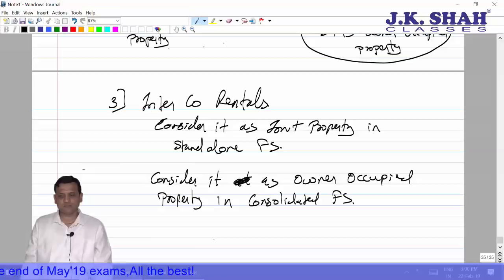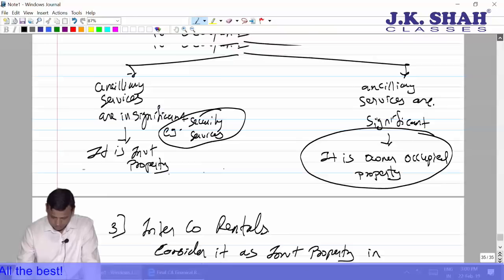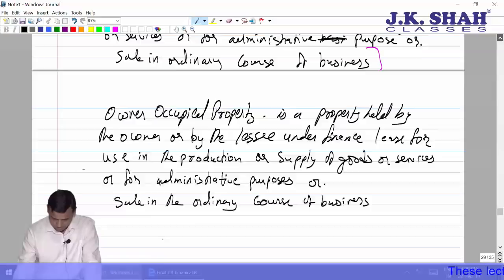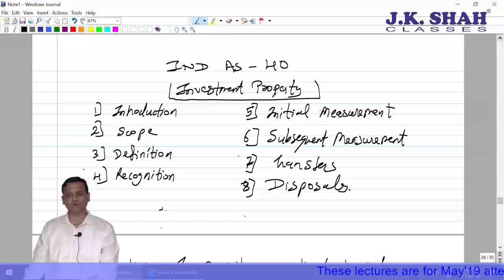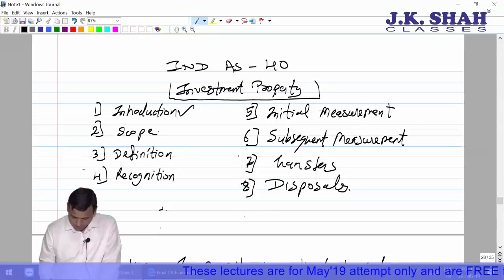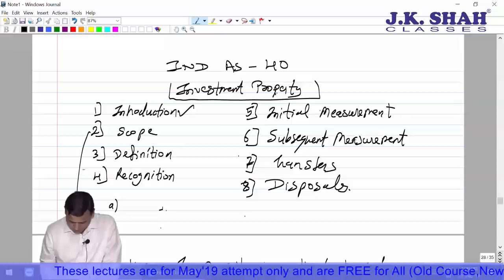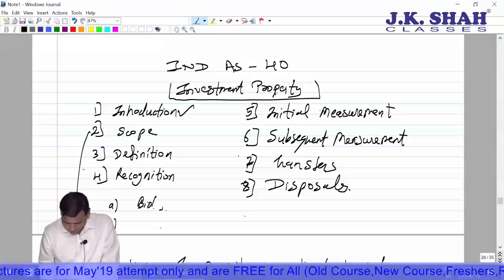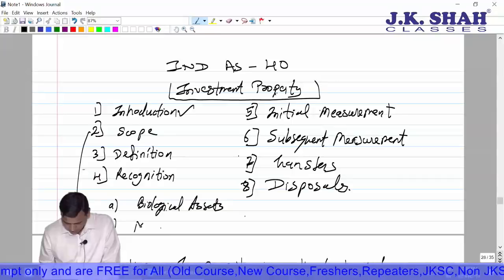Here with the definition. So, what are the points we were talking about? These were the points we were discussing. Introduction done. Oh, I missed out scope. Scope is only two things, same as PPE: biological assets and mineral rights.